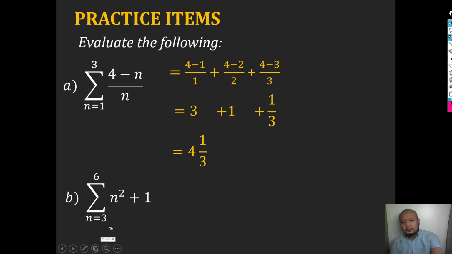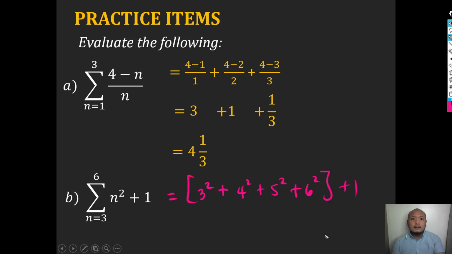So, this is gonna be what? N squared as n goes from 3 to 6. The first one will be 3 squared. Plus 4 squared. Plus 5 squared. Plus 6 squared. So, tapos na ako sa 3 to 6. And now, I add my 1 here at the end. Right? Plus 1 na ako dyan. So, simplify ka na lang.